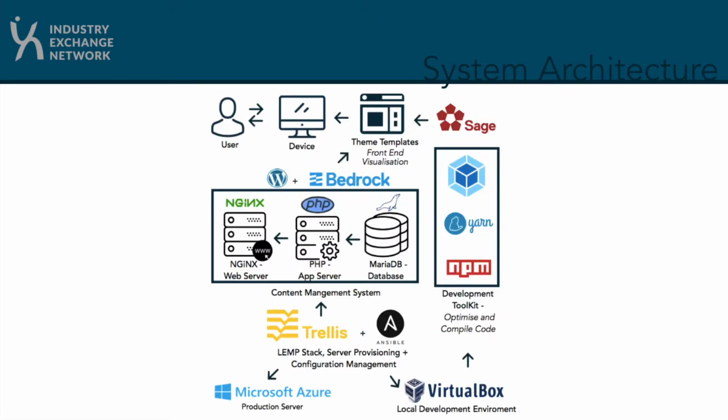We chose a system architecture that took the best and the latest of modern web technologies, revolving around the WordPress content management system. A common and popular framework for creating professional WordPress applications is the Roots.io framework, comprising Trellis, Bedrock, and Sage. Trellis is a LEMP stack server provisioning tool that allows you to create a local development sandbox environment, as well as provision production servers such as on Azure.